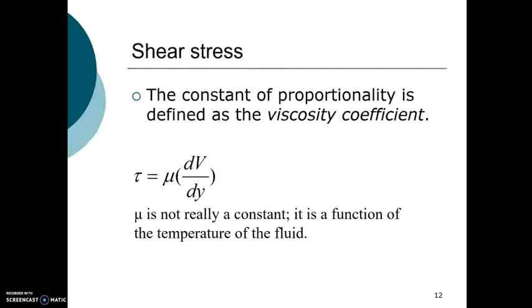The shear stress for the kind of fluids and gases that we'll be talking about here in incompressible aerodynamics is directly proportional to the velocity gradient, and the constant of proportionality is called mu, which is the coefficient of viscosity. Actually, mu is not really a constant because it is a function of the temperature of the fluid, but for low speed aerodynamics, such as the ones we'll be talking about majorly in this class, mu can be taken as a constant.